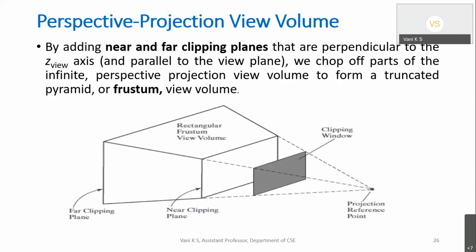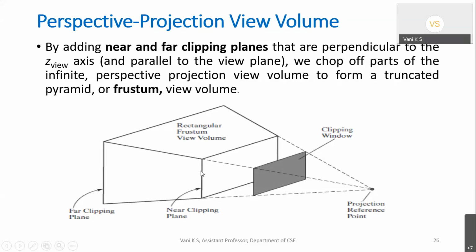And see here, the view plane, we can place anywhere in the view volume. That we call the clipping window. The projection reference point is here. Do you understand what the projection reference point is? The lines from the object converge to this projection reference point. And this is the view plane, where we capture the objects onto the 2D screen.